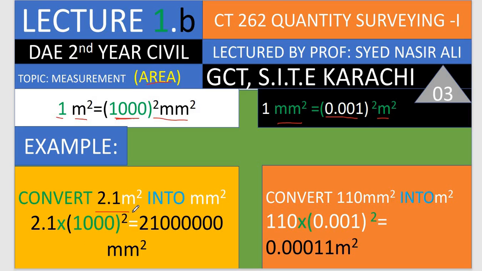For 2.1 meter square into millimeter square, just multiply 2.1 by 1000 square, and we are getting this result. For 110 millimeter square into meter square, just multiply 110 by 0.001 square, with the factor like the previous conversions, and we are getting 0.00011 meter square.